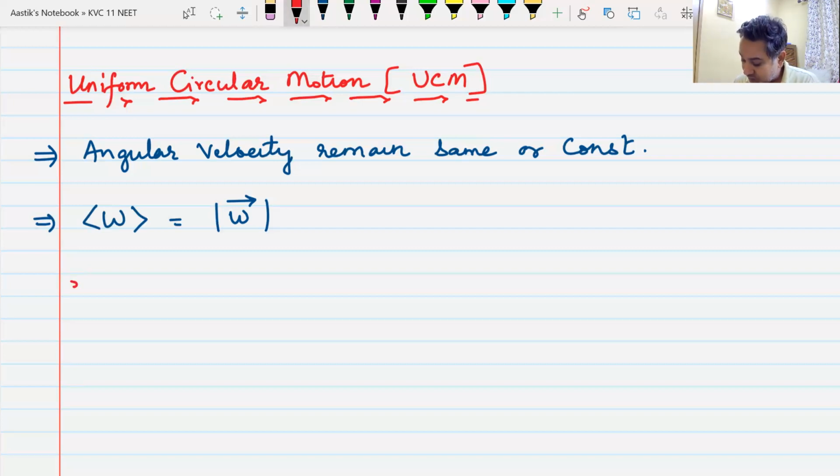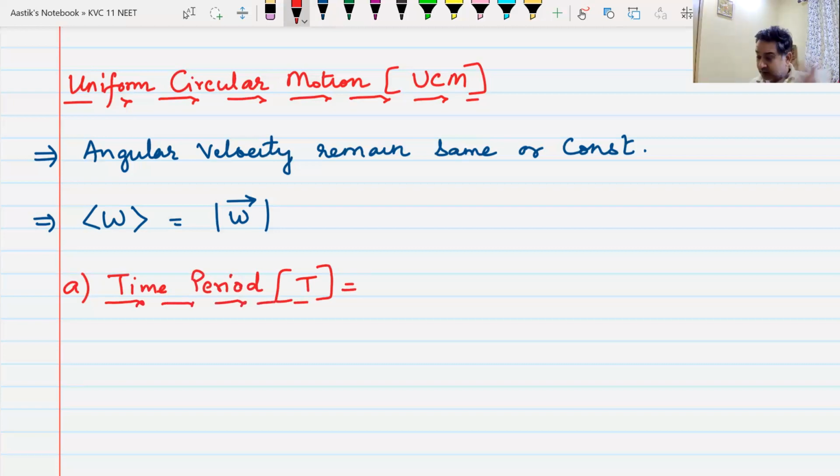The first one is the time period of UCM, denoted by capital T. You must have heard about this term. Tell me what the time period of a uniform circular motion is. Give me examples of uniform circular motion first. You will see a lot of examples in day-to-day life. If you can give me an example, it will be easier to understand the concept of time period.